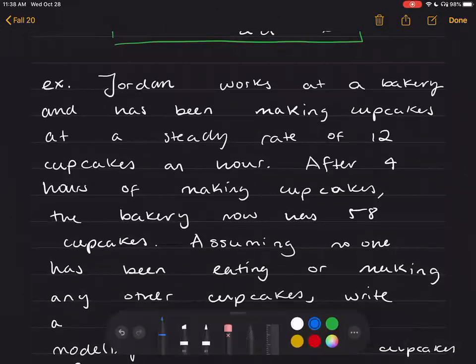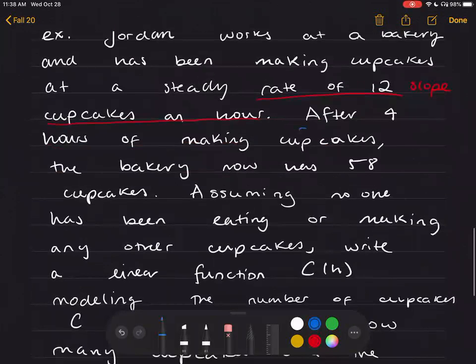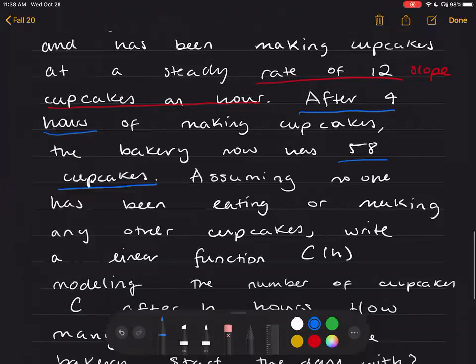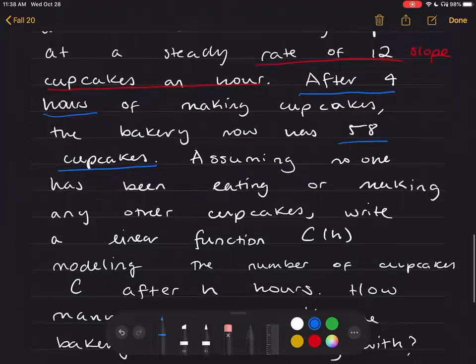So we have this steady rate of 12 cupcakes an hour. So that'll be our slope. And then we also have that after 4 hours, we now have 58 cupcakes. Okay. So what we have here is a slope and a point.